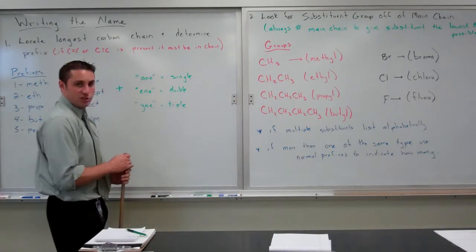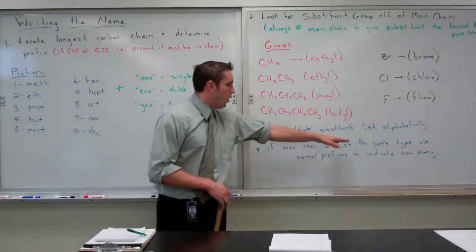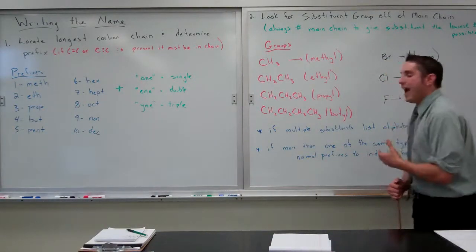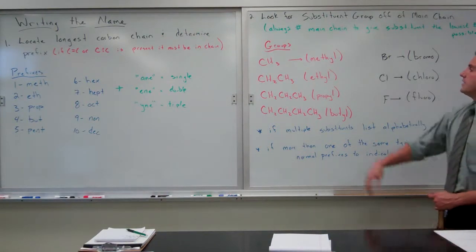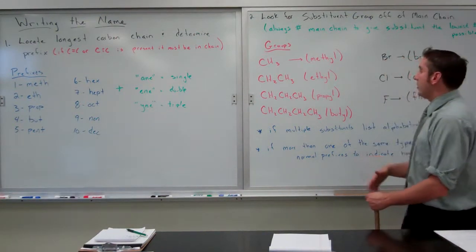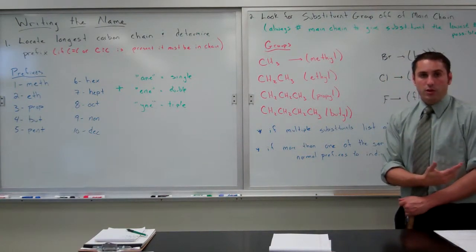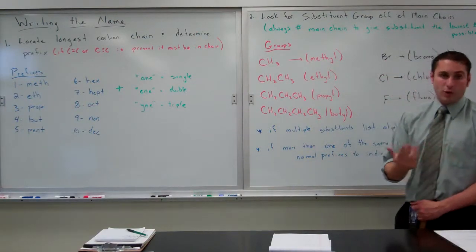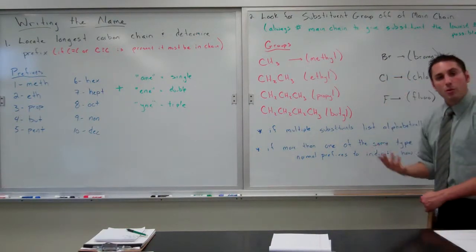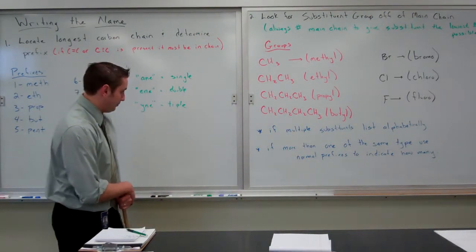The other thing that you'll have to do with the substituents is tell me how many there are if there's more than one. If there's more than one of the same type, we use our normal prefixes to tell everybody how many there are. For instance, say I had 2 CH3 groups off of my main carbon chain, I would call it not methyl, but dimethyl. If there were 3, it would be trimethyl. If there were 4, it would be tetramethyl. If I had 4 of the bromines off, it would be tetrabromo. So you have to tell me not only what is the group, but how many of them are there.